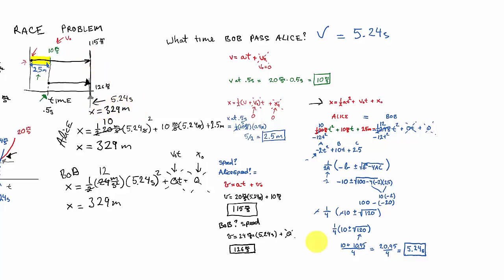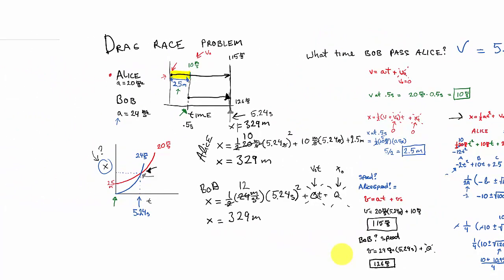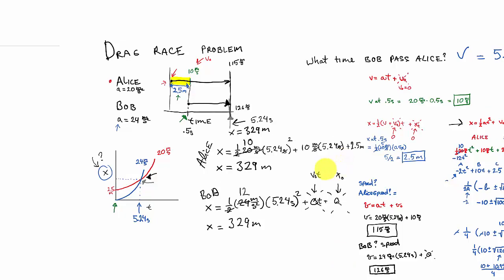And that is as much as we can solve the drag race problem. There's really nothing else we could possibly want to know about such a problem. This is constant acceleration.